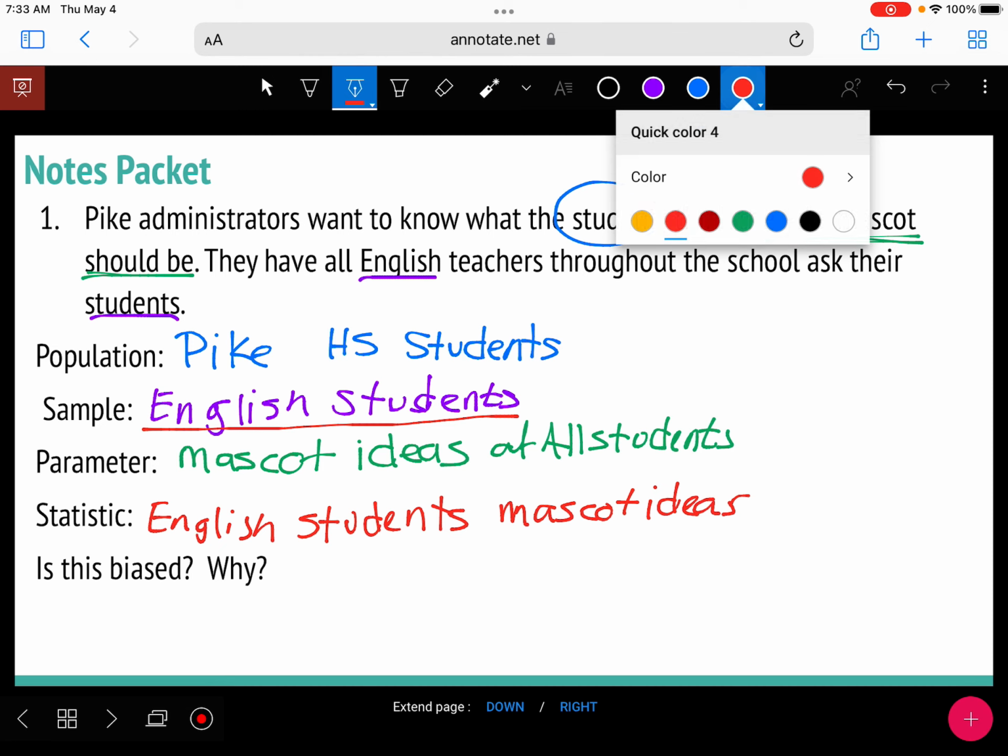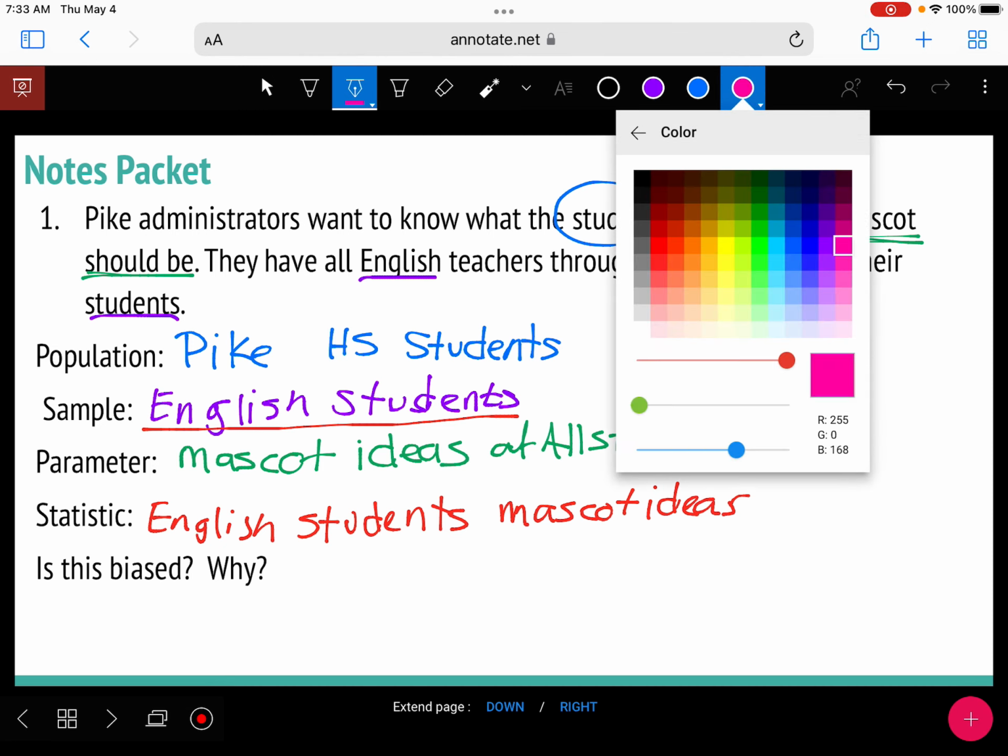Then the question is, is this biased? Is this a good or a bad way to take the data at the high school? So I've heard both good and bad. Why good? Because they're asking a lot of people. Yep. Why bad?